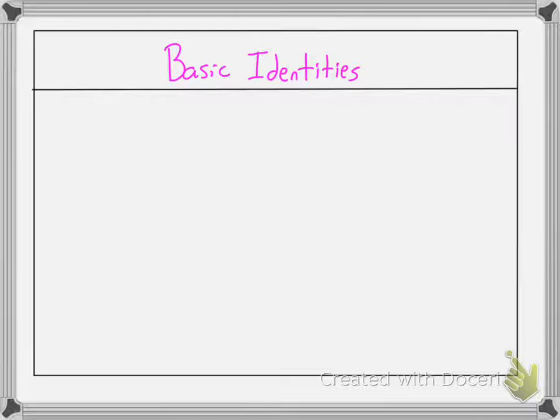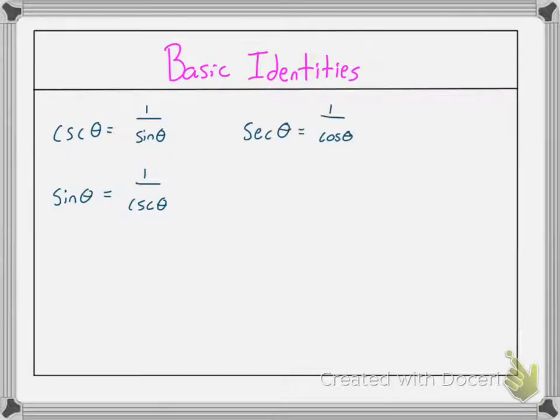So our basic identities include the cosecant of theta, which you want to think of as the opposite of sine. Before, we're familiar with sine, cosine, tangent. We're just building on these. So cosecant is the opposite of sine. So I could also look at that: sine of theta is the same thing as saying 1 over the cosecant of theta. Secant is the reciprocal of cosine. And then I could rewrite that the other way. Cosine is 1 over the secant of theta.